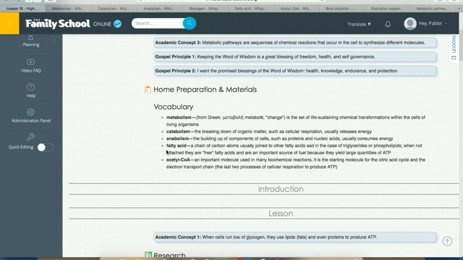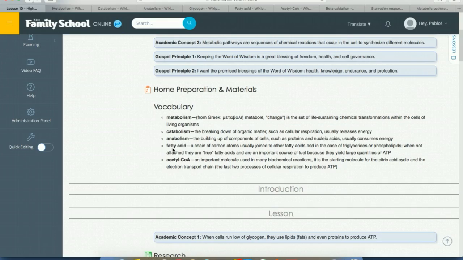Fatty acid. So a fatty acid is a chain of carbon atoms usually joined to other fatty acids, there's a typo there, in the case of triglycerides or phospholipids. I remember talking about phospholipids in the phospholipid bilayer. The triglycerides, I think that I remember that those were when there were 3 fatty acids joined together. When not attached, they are free fatty acids and are an important source of fuel because they yield large quantities of ATP.